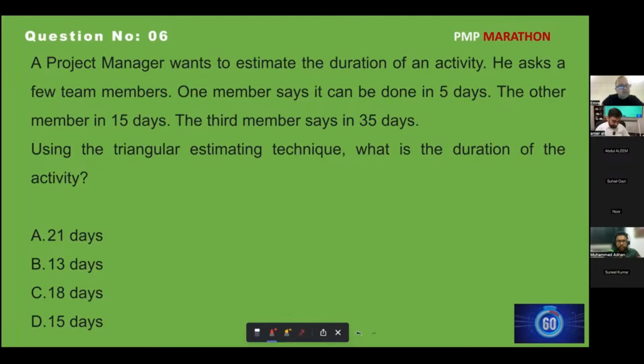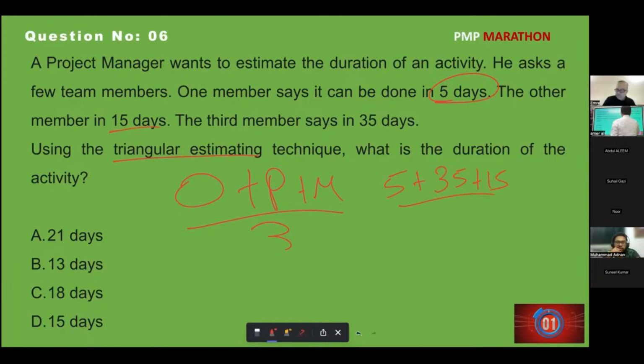Very easy question. If you know the formula, the question said using the triangular distribution. The formula for triangular is optimistic plus most likely plus pessimistic, you just add any three. Okay. By the way, optimistic is minimum duration, 5. Most likely is 15 duration. Pessimistic is 35. So this is divided by 3. 35 plus 5, 40, 40 plus 15, 55 divided by 3. How much is the answer?